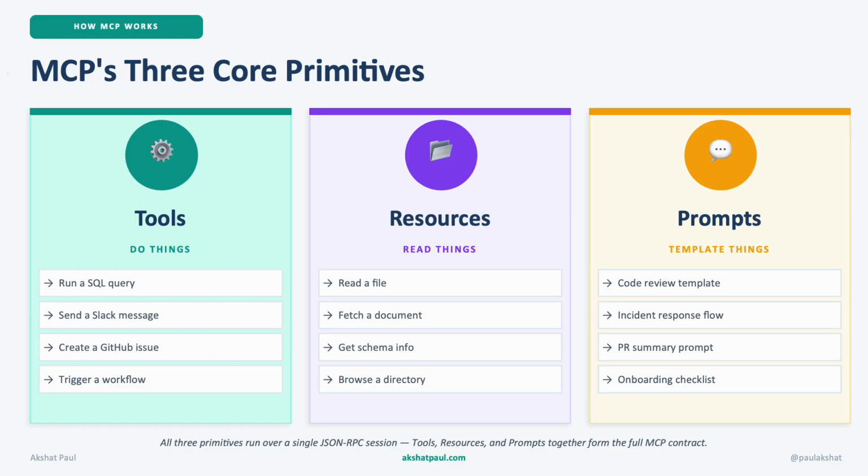Prompts let you standardize how the AI interacts with a tool, not just what it can do, but how it should approach doing it. And here's the beautiful part. All three run over a single stateful JSON-RPC session. One connection, one protocol, access to everything a server exposes. This is what makes MCP so much more than just another tool calling format. It's a complete interaction model, actions, context, and workflow templates, all standardized in one contract.